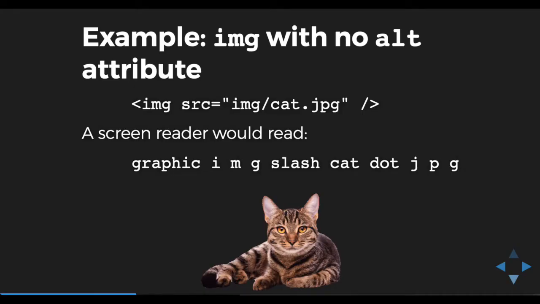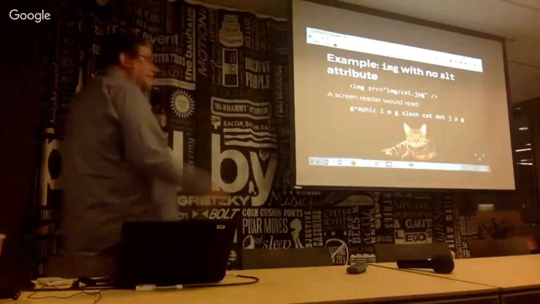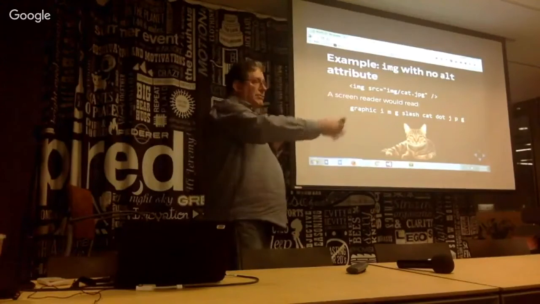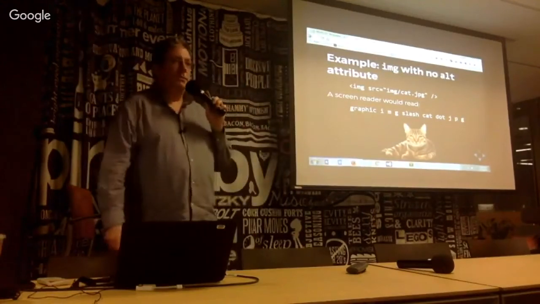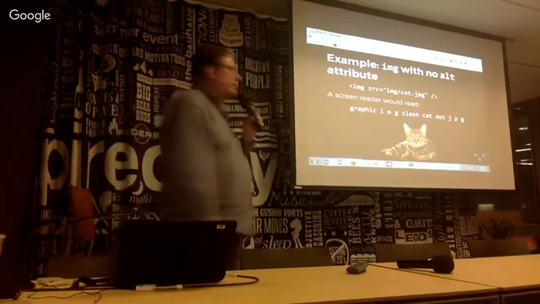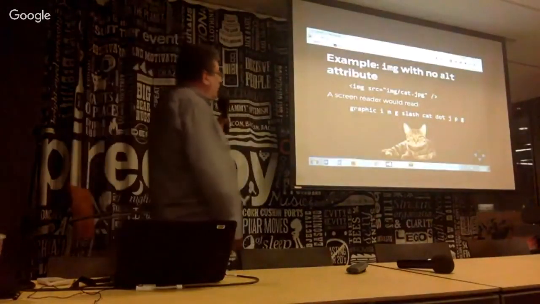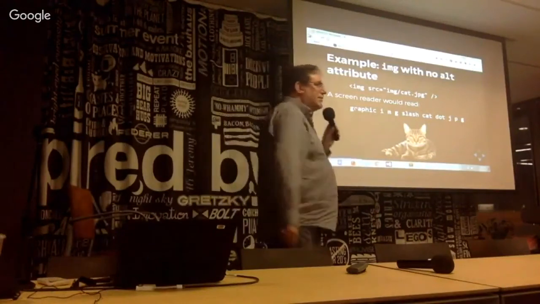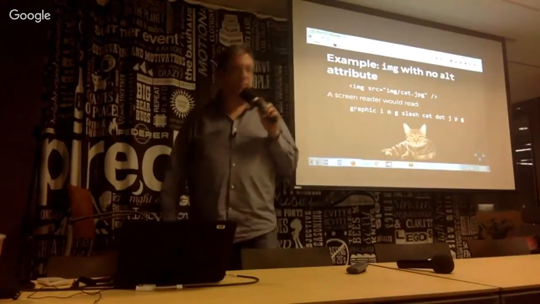So here's an image without alt attribute. We have a cat here. Here's our code for it, just the reference to the cat image. So a screen reader is going to read graphic, img/cat.jpg. Well, thankfully here the file name gives some sense of what this image might be, but that's not always the case. We've all seen image names that are 256 characters in cryptic code from a CMS. So don't do this, because this really frustrates screen reader users.